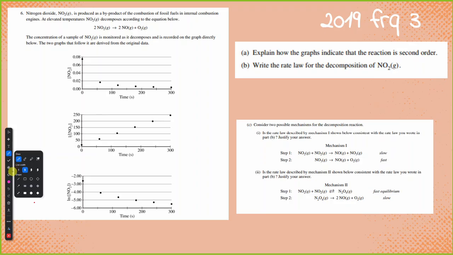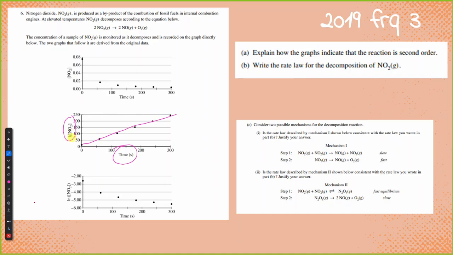It says the 2 graphs that follow are derived from the original data. Explain how the graphs indicate the reaction is second order. Well, if you look here at this graph, this is the one that's showing the linear relationship. So therefore, how the graphs indicate the reaction is second order.